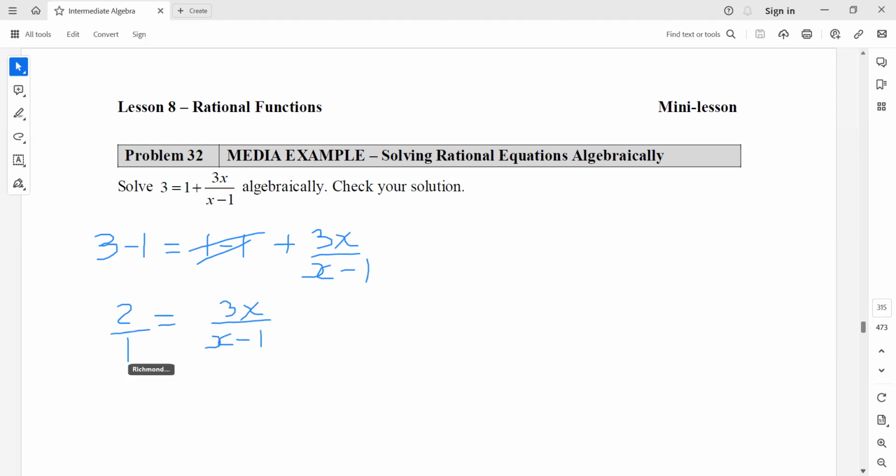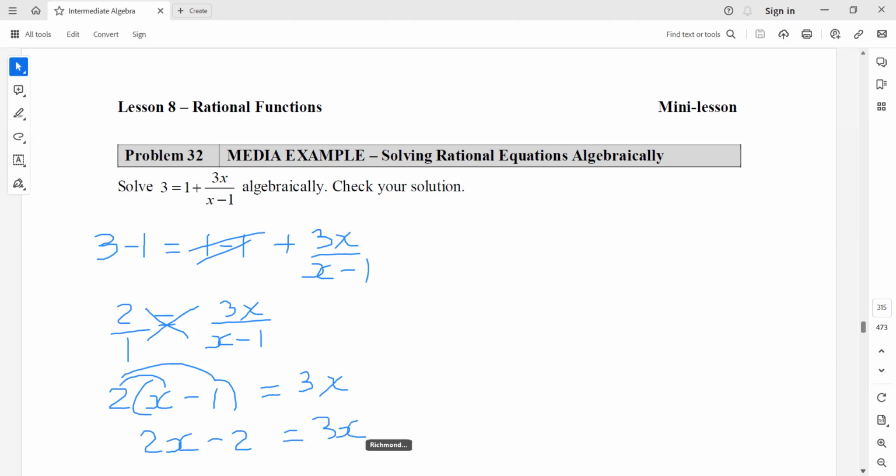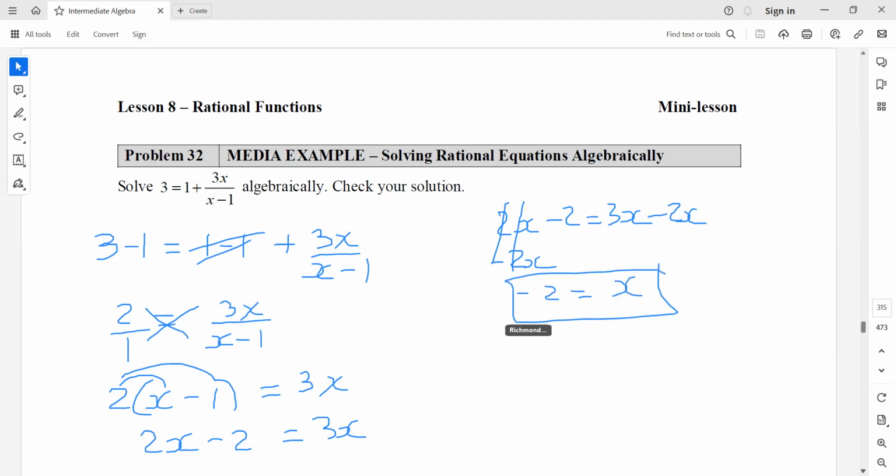Now, I have two options. I could cross multiply, or I could multiply through by x minus 1, which is my LCD. So if I cross multiply, I have 2 times x minus 1, and then 1 times 3x, which is 3x. I have 2x minus 2 equals 3x. Again, I'm trying to solve for x, so I do minus 2x here, minus 2x there. So I have -2 equals x. Wow, I have the same thing.